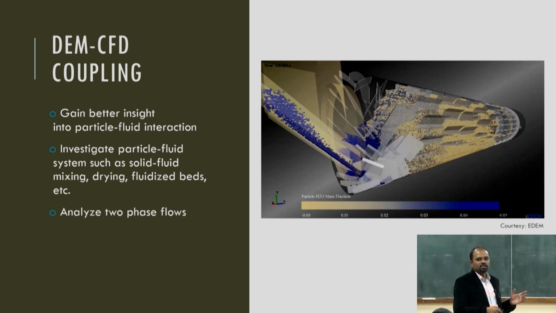Then it can be coupled with DEM and CFD. Like this is a grain dryer. The grains are taken care of by the particles, and the hot air is blowing, so you need a CFD part too. We can interplay with this and change it. It can be used in drying, fluidized bed drying, mixing, and other similar applications.